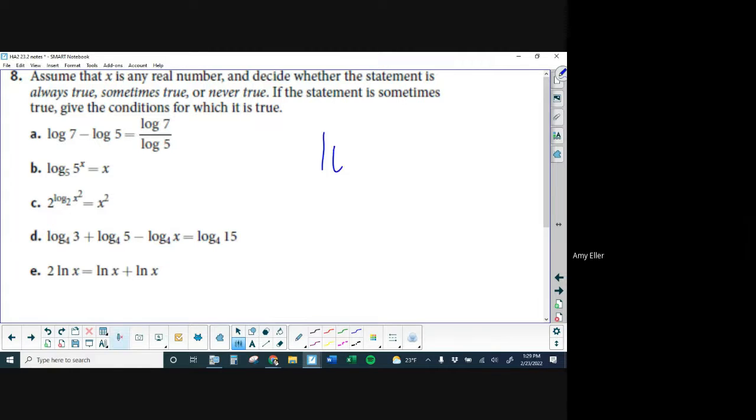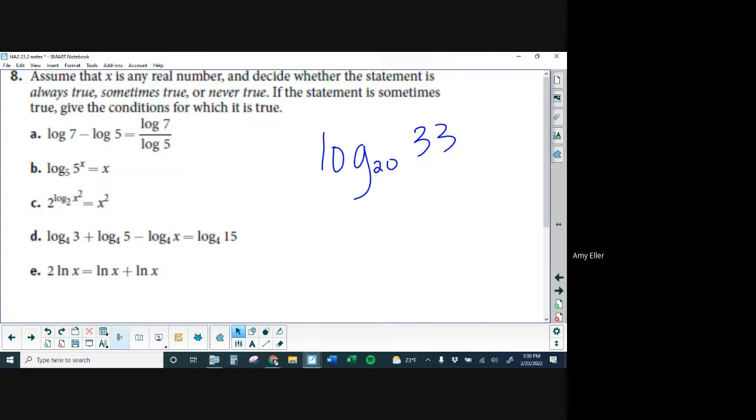Jillian, give me any number from 1 to 100. Just pick one. 20. Jillian, give me a number bigger than 20. 33. Everybody write this on your paper. Log base 20 of 33.